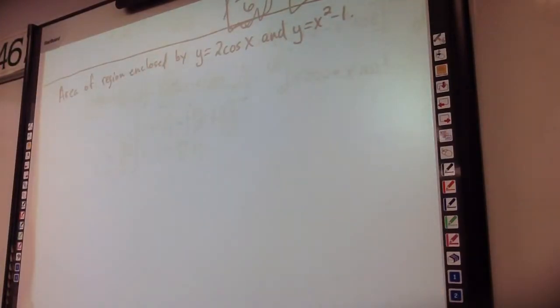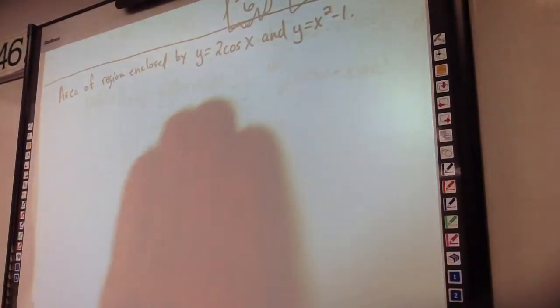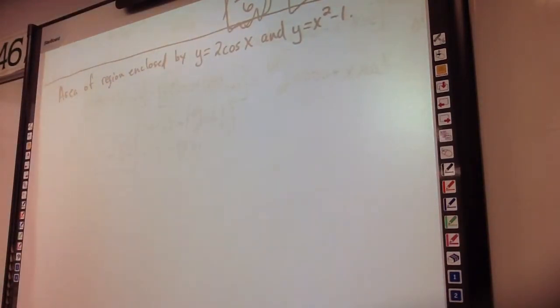What's the first thing we need to figure out? Which one's on top? Which one's on bottom? Actually, no, that's not first. In this case, we actually need to find the intersection points first, because they could change which one is on top. They could swirl all around each other. Depending on what point you pick, you want the point to be in the region you're looking at.